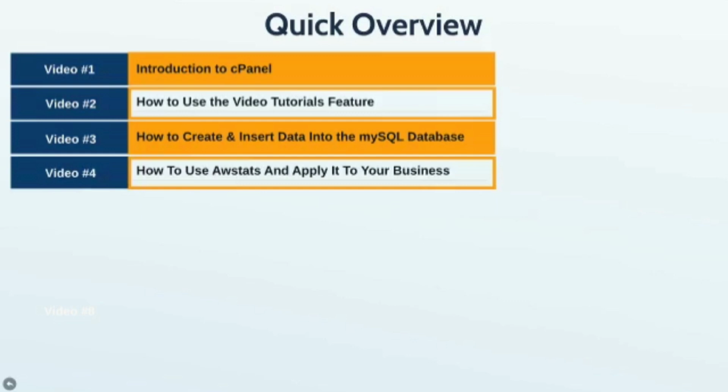Video number 4, we're going to talk about how to use Awstats, which is a statistics program that analyzes and shows you what is happening inside of your website. And we'll talk about how to apply it to your business.